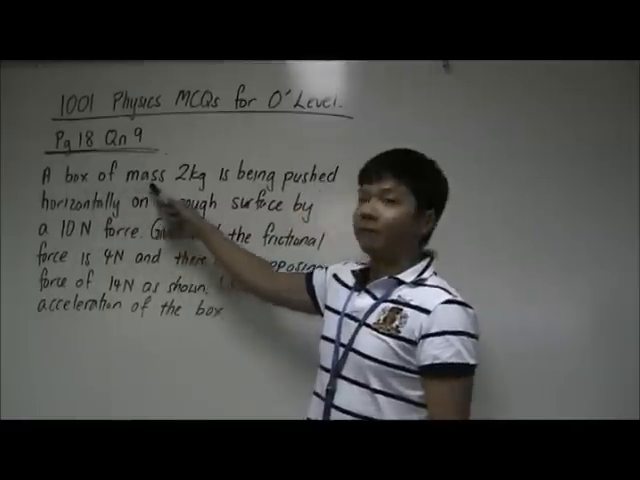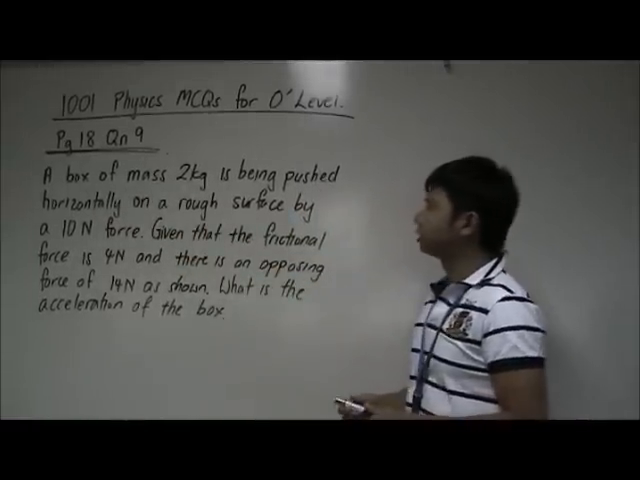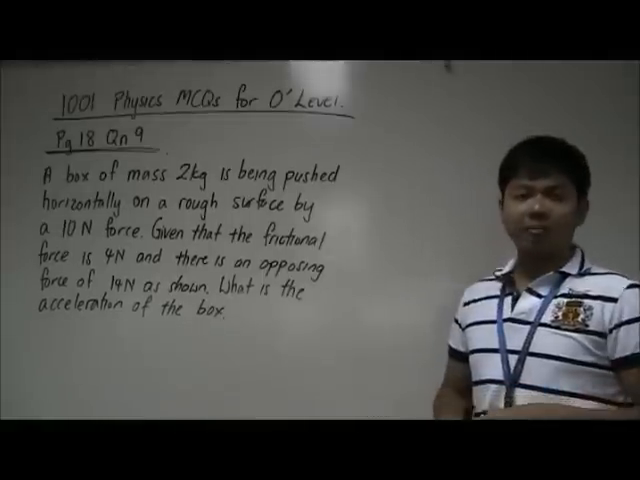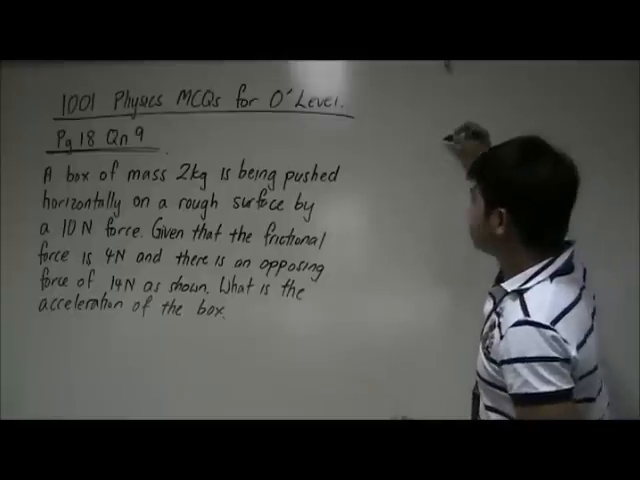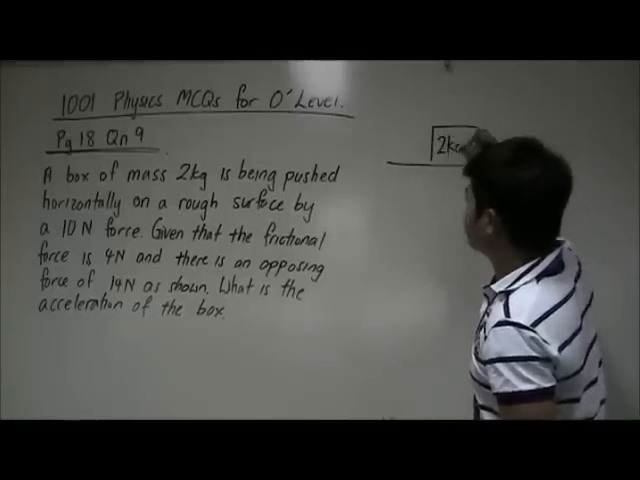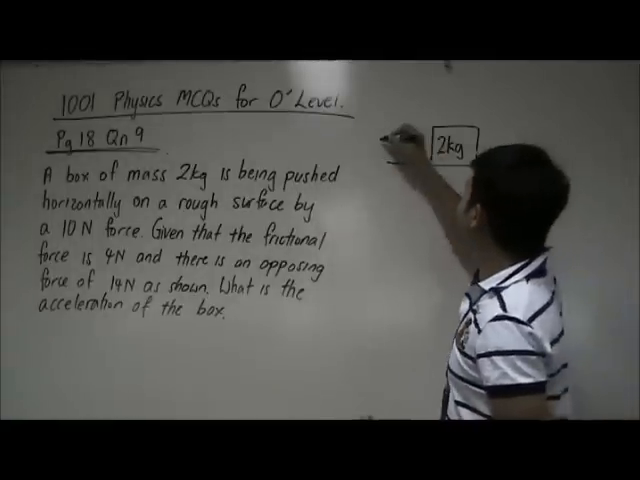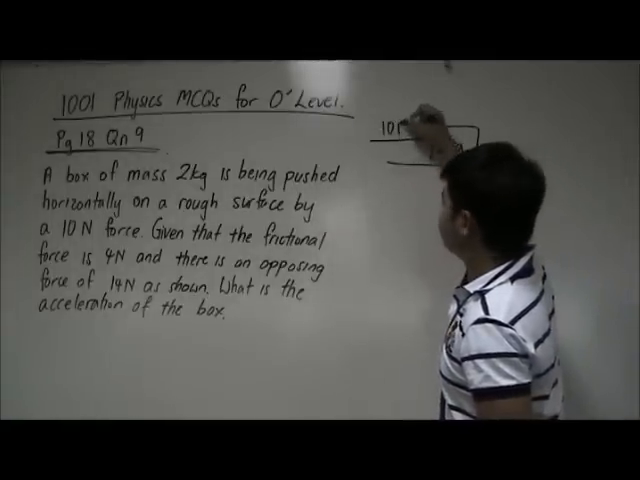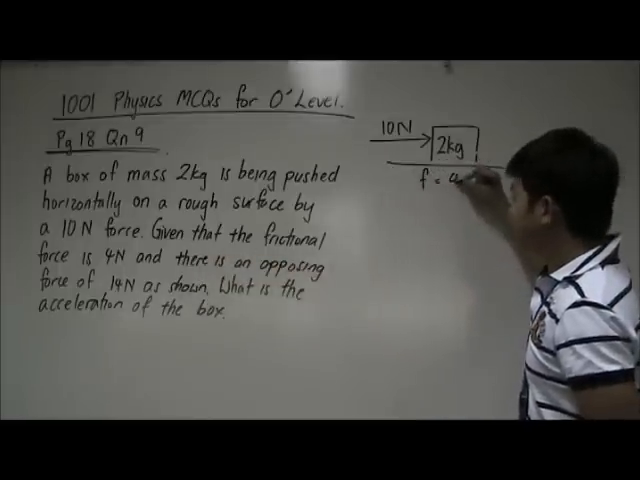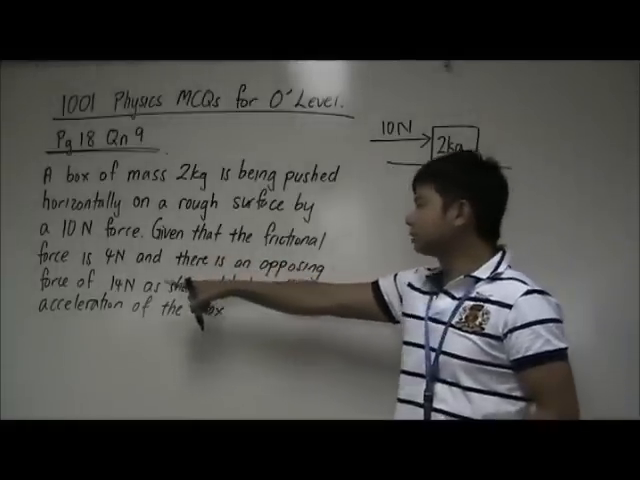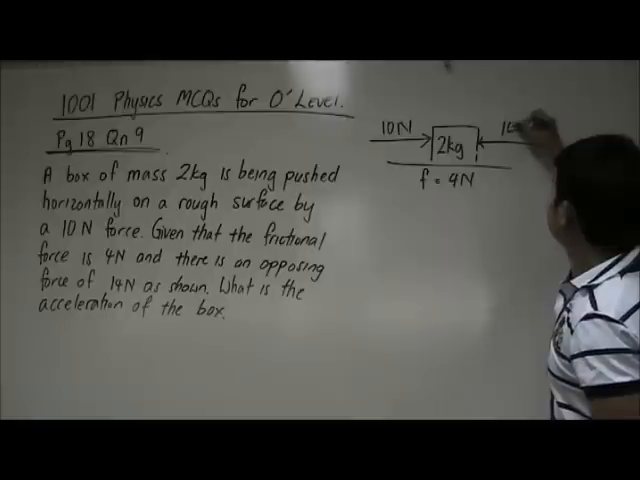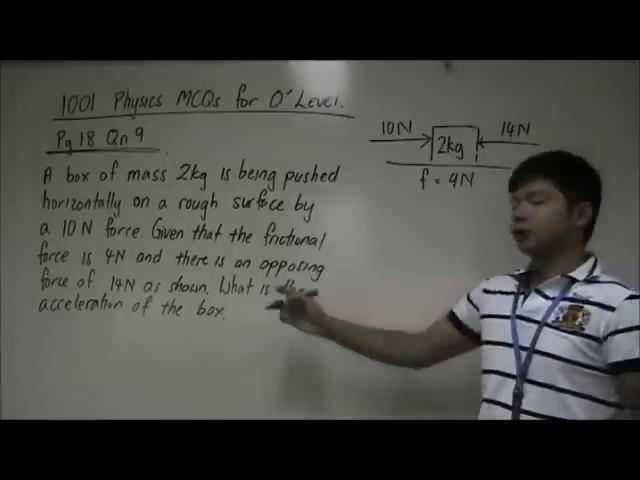Okay, a box of mass 2 kg is being pushed horizontally on a rough surface by a 10 Newton force. This kind of question, I would recommend that we draw the diagram. So this will be a mass of 2 kg on a rough surface acted by a 10 Newton force. Okay, given that the frictional force is 4 Newton and there is an opposing force of 14 Newton as shown. So opposing force of 14 Newton. What is the acceleration of the box?